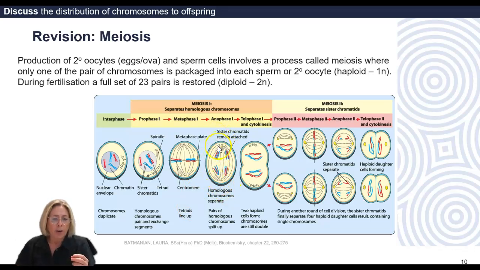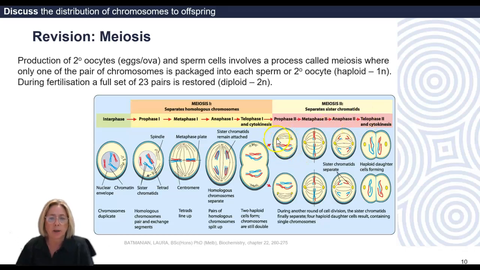During then anaphase, the sister chromatids remain attached. We have the homologous chromosomes separating, and that results in the pairs of homologous chromosomes splitting up. And as a result of that, then we get two haploid cells forming, but the chromosomes are still double, right? Because all that genetic information was replicated before meiosis began. Meiosis 2 then just involves the separation of these sister chromatids. So again, it's very like mitosis.